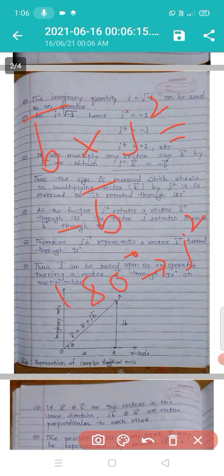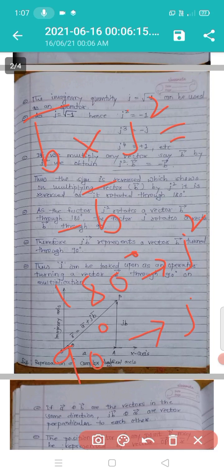Hence, we assume that the factor j rotates a vector through 90 degrees. Okay, j rotates a vector b bar through 90 degrees.